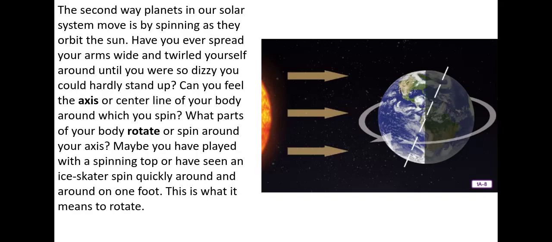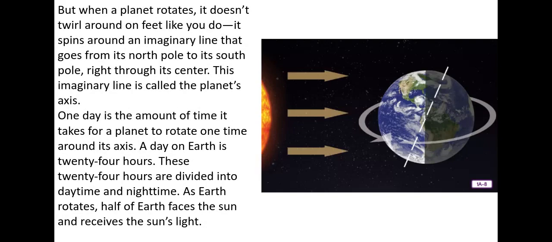Maybe you've played with a spinning top or have seen an ice skater spin quickly around and around on one foot. This is what it means to rotate. But when a planet rotates, it doesn't twirl around on feet like you do. It spins around an imaginary line that goes from its north pole to its south pole, right through its center. This imaginary line is called the planet's axis. One day is the amount of time it takes for a planet to rotate one time around its axis.